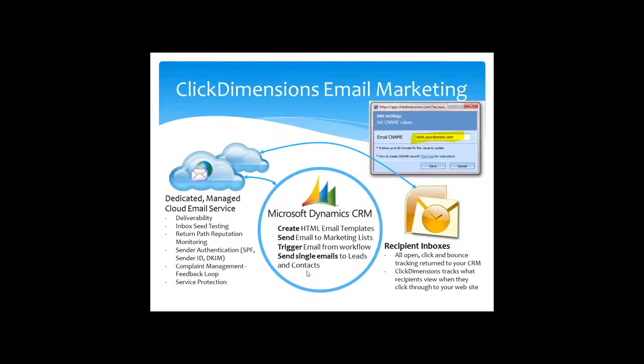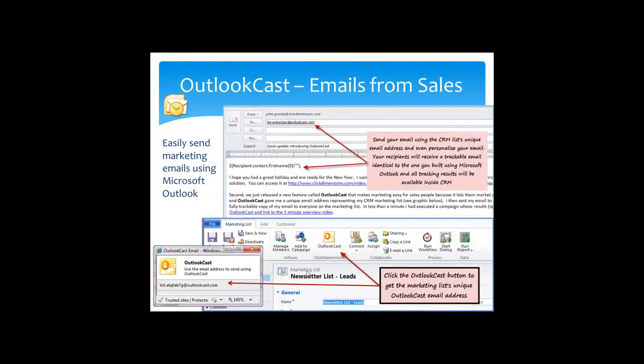I'm going to jump into PowerPoint really quick and show you one last way to send emails using ClickDimensions, and that's using a tool called Outlookcast. So Outlookcast gives you a way to send a very personal looking email without going in and using one of our editors and through the ClickDimensions service. So you just open up an Outlook email like you normally would. Start typing away in your email. You can put your links. You can see this is personalized with dynamic content again.